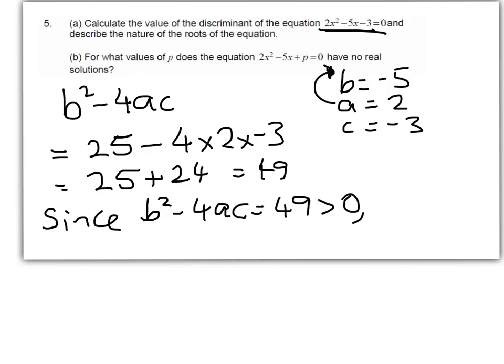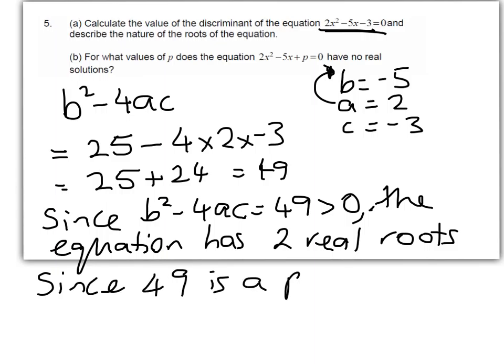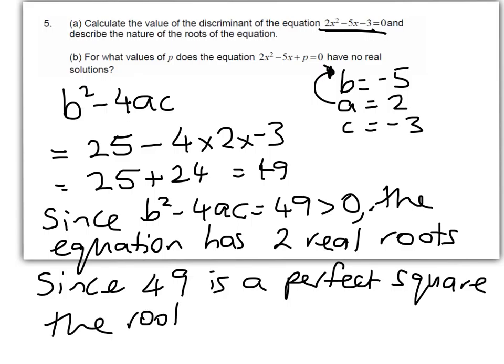Okay, now since that number is strictly positive, the equation has 2 real roots. But as well as that, we can go one step further. Because the discriminant is a perfect square, then we know that both the roots must be integers. So that's the first part of that question done.